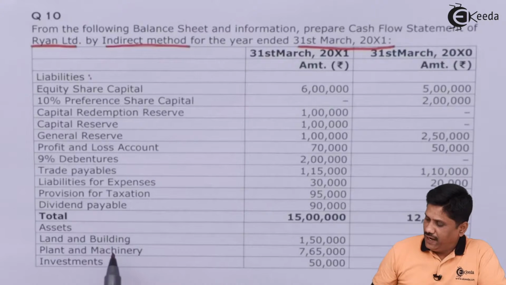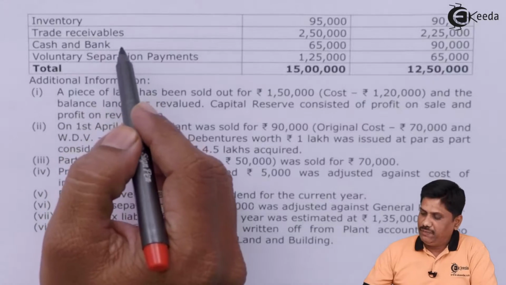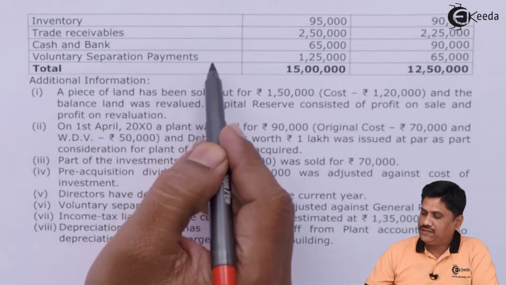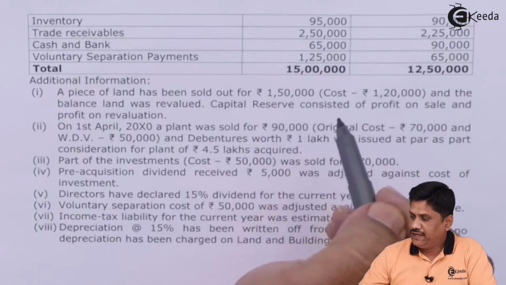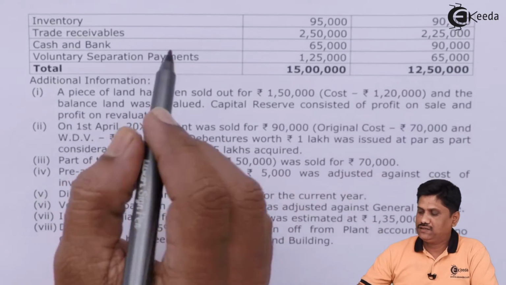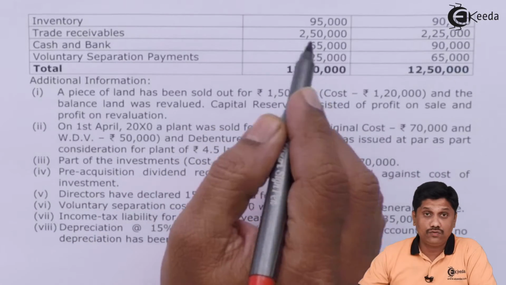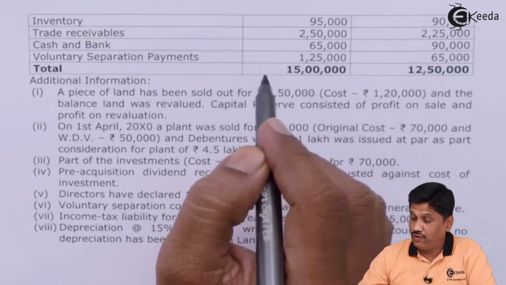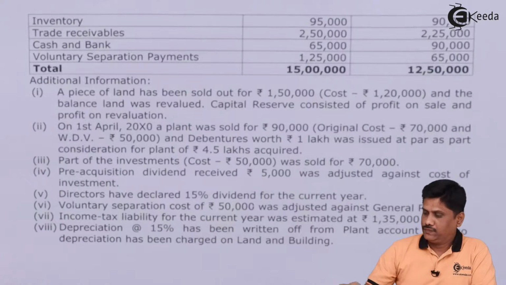Asset side, we have land and building, plant and machinery, investment, inventory, trade receivable, cash and bank, voluntary separation payment to the employees, of course. So they gave you these things, these are the payments which are not yet capitalized. They are not yet taken to the debit of the P&L account. These are the forwarded payments. Rather, I can say these are the carry forwarded payments.